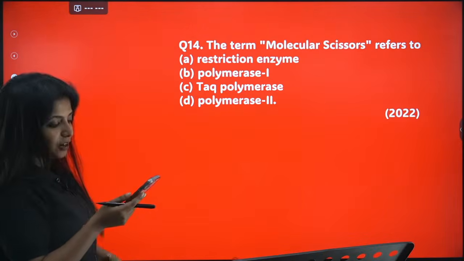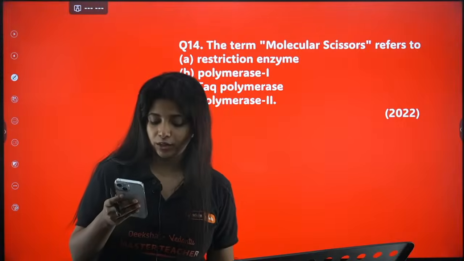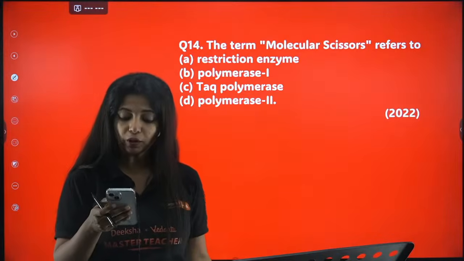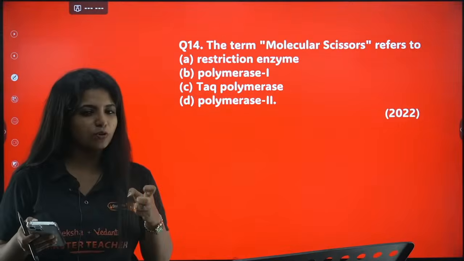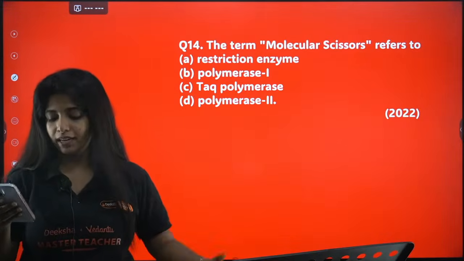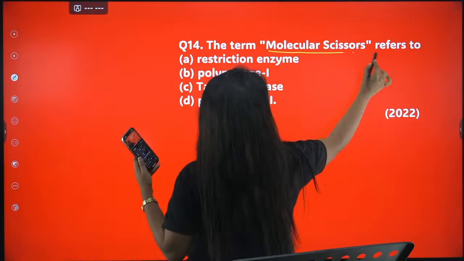So the answer for this question is C. Now, 14th question. The term molecular scissors refers to what? Molecular means it is going to cut molecules. Molecules can be anything, DNA, RNA, protein, anything, right? And now you're calling them scissors because they cut something, right? So molecular scissors refers to what?